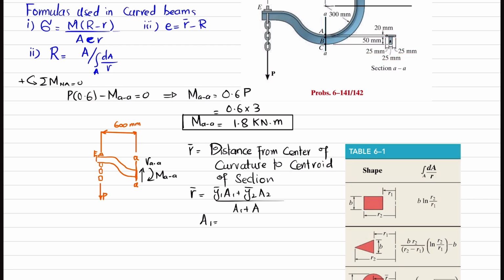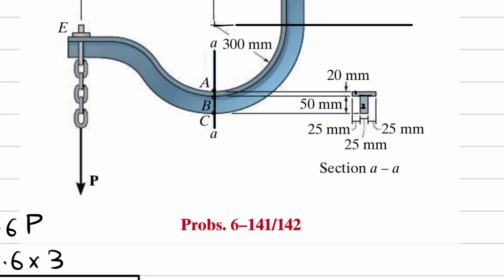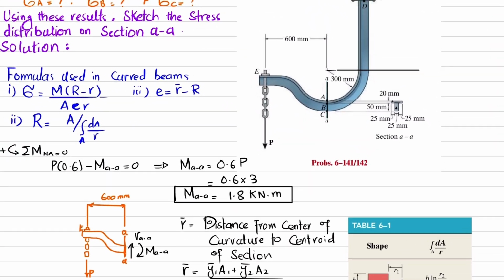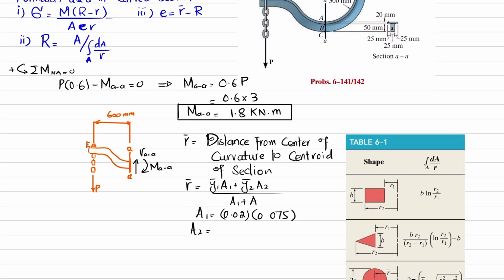So I can write A1 is 20 divided by 1000 will give you in meters. So 0.02 multiply by 0.075 meter. Similarly, you can see A2, let me zoom it. Area 2 is 25 millimeter by 50 millimeter. So I will convert them into meter. Clear? Okay. So A2 is 0.025 meter multiplied by 0.05 meter. And then unit will be square meter and here it will be also square meter.